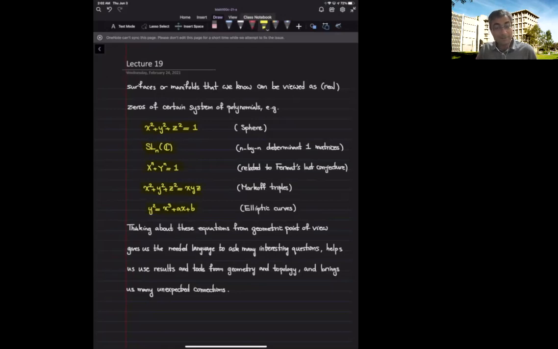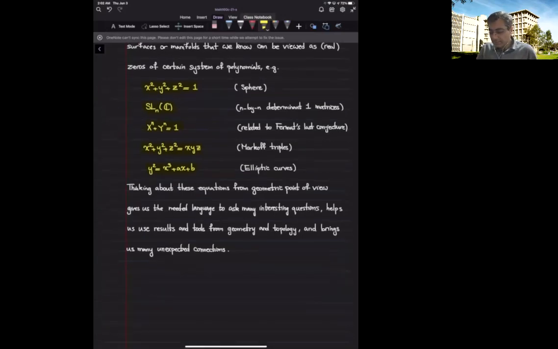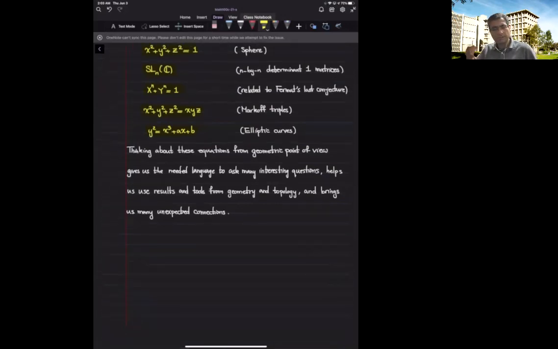So there are many interesting equations, and this shows that understanding zeros of polynomials in the multivariable setting is not that easy. But this geometric point of view gives us the needed language to ask the right questions. It helps us to use results from geometry or topology, and it gives us very unexpected connections. So for instance, one can use this understanding of topological invariants over the complex solutions of an equation to deduce some facts about solutions of those polynomials over finite fields. So this is a deep result due to Deligne or André way before that.